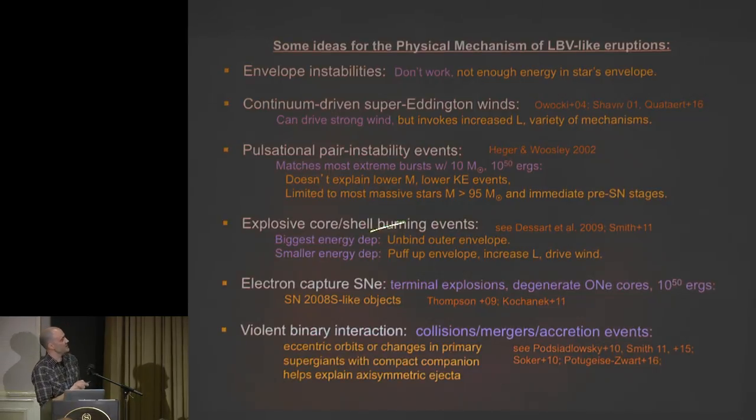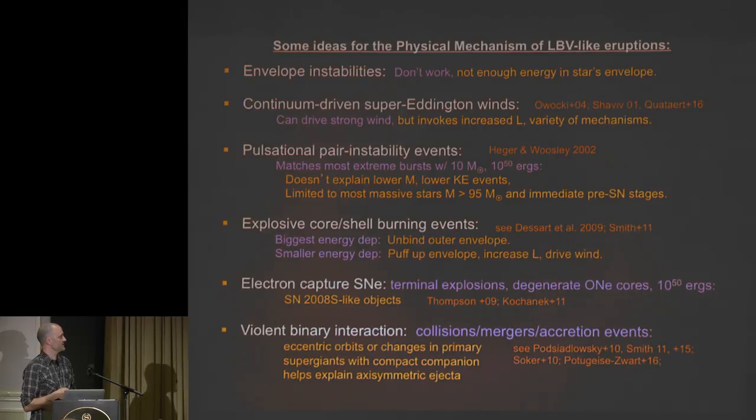But then there's maybe a more generic version of this, which is some kind of unstable mixing and unsteady fusion events that can maybe power some kind of energy deposition into the envelope. Some people have suggested electron capture supernovae. The lower energy terminal explosions of degenerate cores might power some of these extragalactic transients that look like supernova impostors.